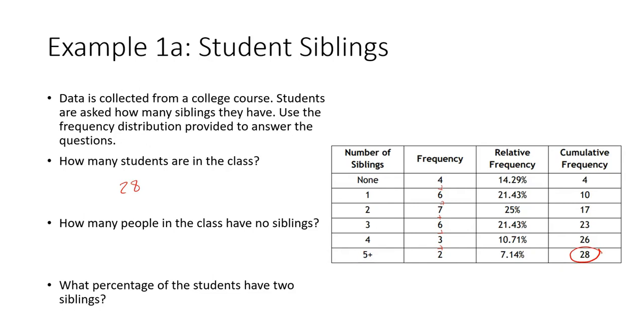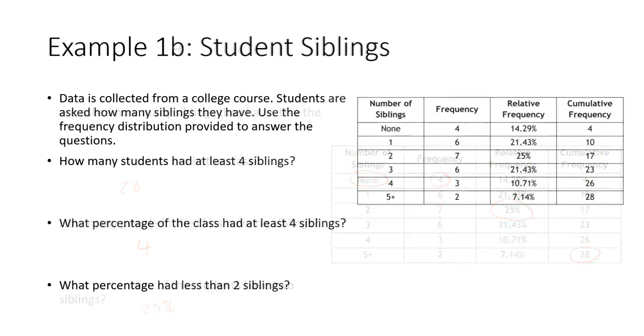How many people in the class have no siblings? Well, the number of siblings here is none, and that means that 4 people in the class have no siblings. What percentage of the students have 2 siblings? Well, here the number of siblings is 2, and our relative frequency is 25%. That's the percentage of the class that has 2 siblings.